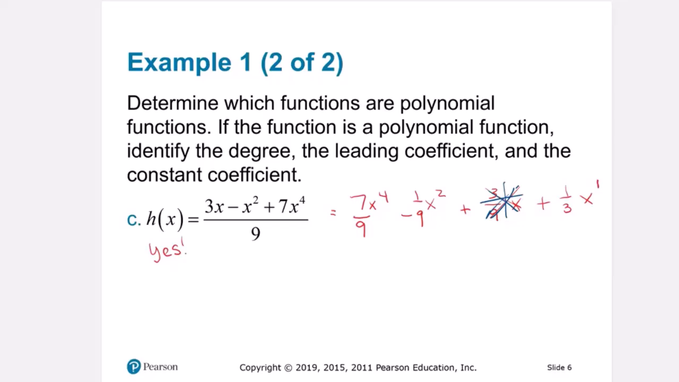I put them in order. The degree is 4. It's the largest exponent. The leading coefficient is 7/9. And the constant coefficient is equal to, we have no constant here, so 0.